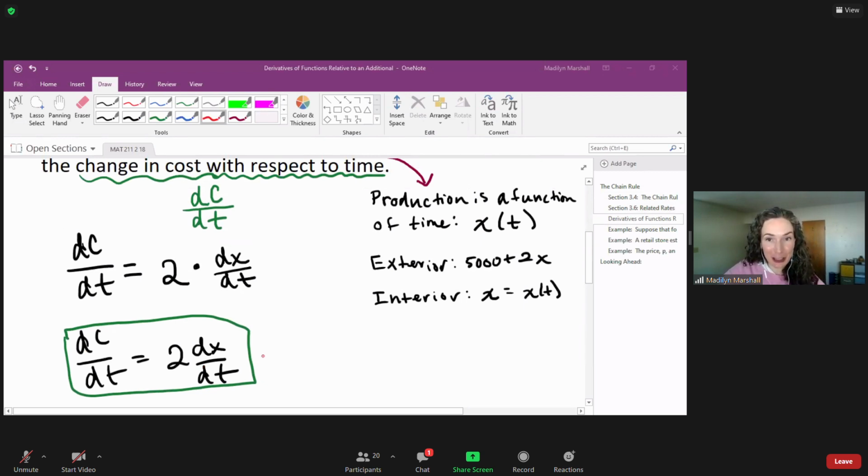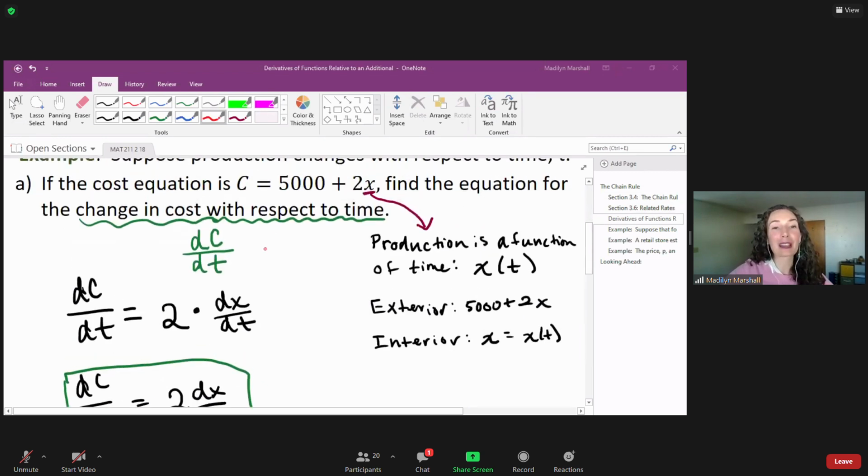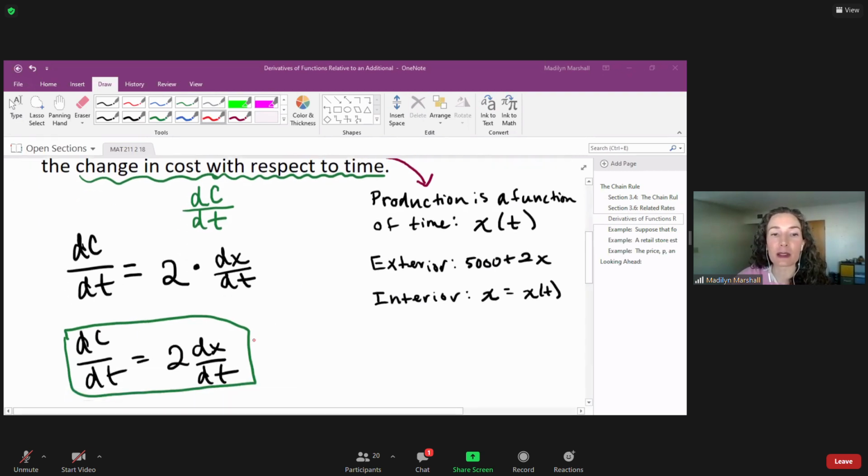This can look strange at first, but all we're doing is the regular derivative. There's no new derivative rules happening here. We're just taking the derivative of c like normal and then thinking, oh, x also changes with time. So we also multiply by dx dt.